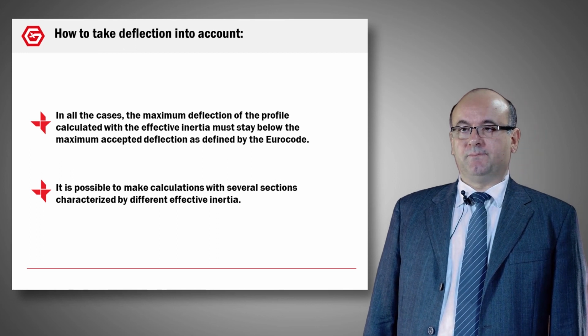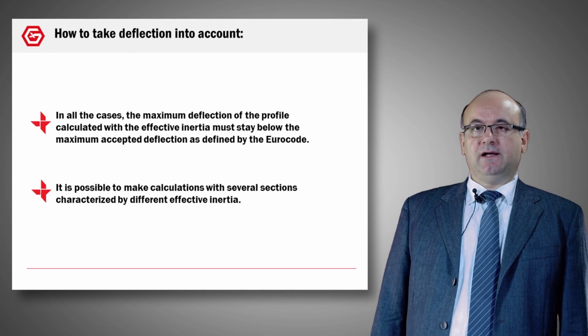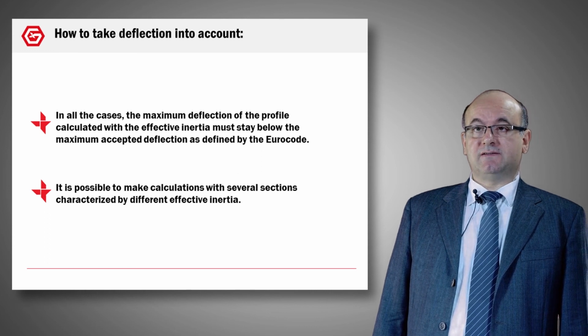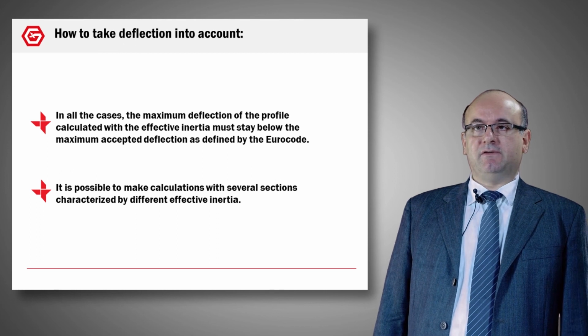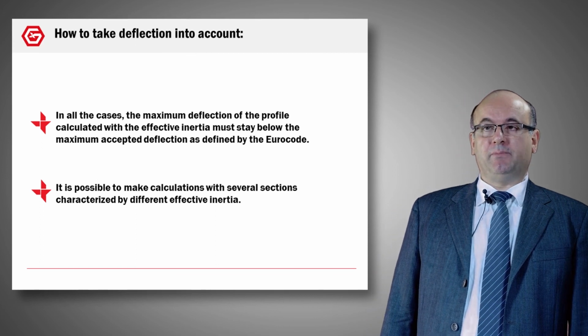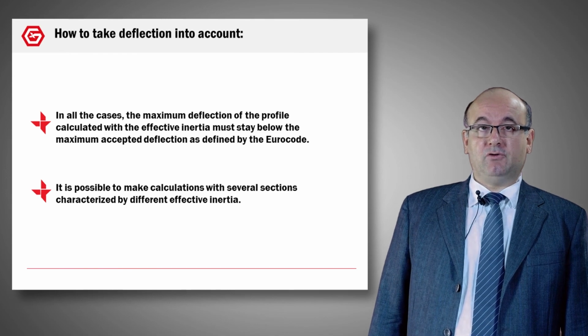annex of the Eurocode. If we want to optimize the calculation, in this case, we calculate in several sections the effective inertia, because in each section the stress due to the bending moment changes. So we calculate for each section the effective inertia, and by integration we calculate the real deflection of a profile, and again we compare this real deflection of a profile with the maximum deflection defined in the Eurocode.